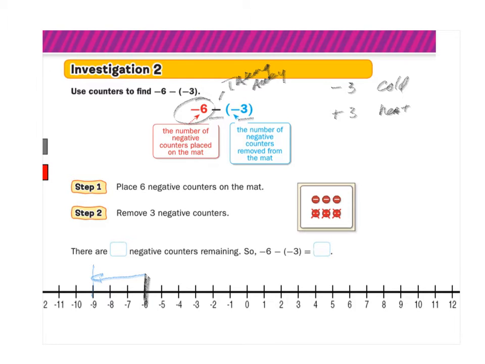But we're not adding 3, we're taking away 3. So since we're taking away -3, we're going to go this way, 1, 2, 3. So we're going to write here that we're taking away -3, which means we wind up on -3. So -6 minus -3 is -3.